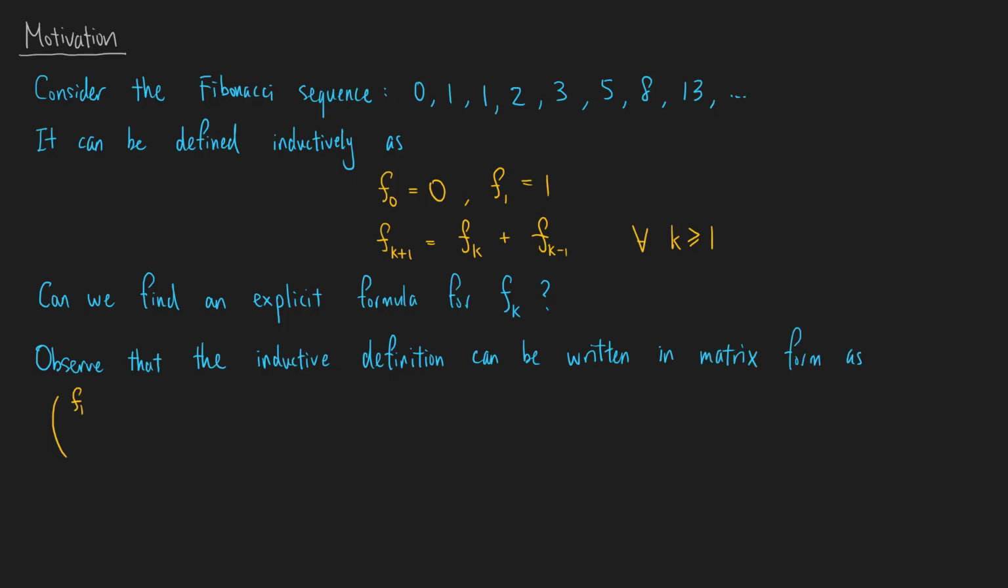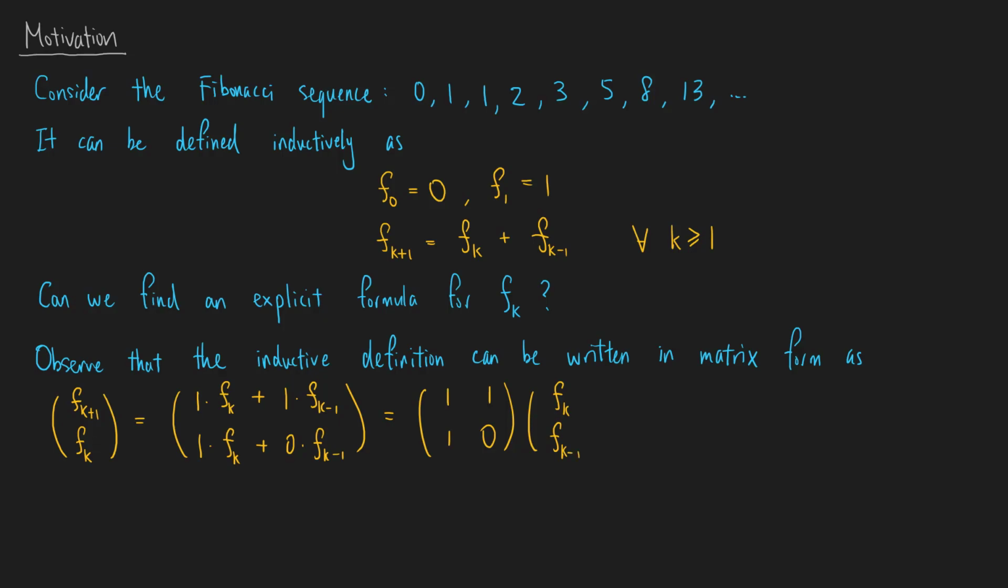The vector (f_{k+1}, f_k) equals the vector (1 times f_k plus 1 times f_{k-1}, 1 times f_k plus 0 times f_{k-1}), which equals the matrix [[1, 1], [1, 0]] times the vector (f_k, f_{k-1}). So this equals A times the vector (f_k, f_{k-1}), where A is the matrix [[1, 1], [1, 0]]. In other words, we can write the vector with two consecutive terms as a matrix times a vector with two other terms, where both indices of the two terms are decreased by 1.